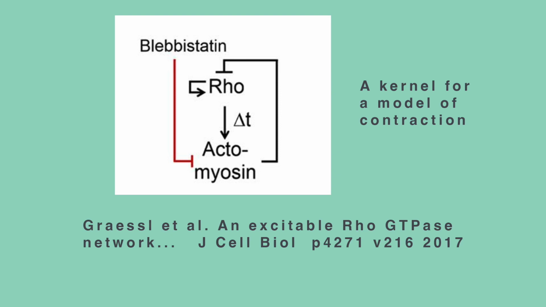The model I will present here is an extension of this diagram, published in 2017 by Grissel. The black arrows indicate stimulation of one component by the other. The black line ending in a bar at rho indicates inhibition. The red inhibition line from the drug blebbistatin is not relevant to our model, but is included only because it was part of the original figure.